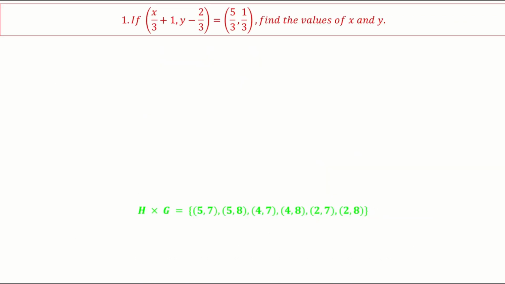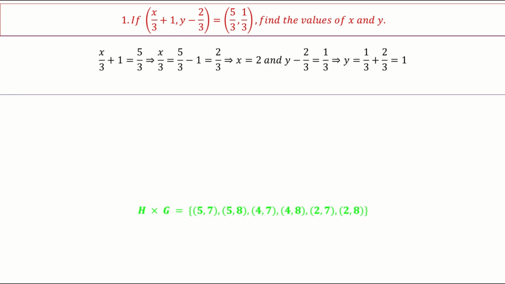If two ordered pairs are equal, I told you both the first element should be the same and the second element should be the same, correct? So it is very simple to solve.